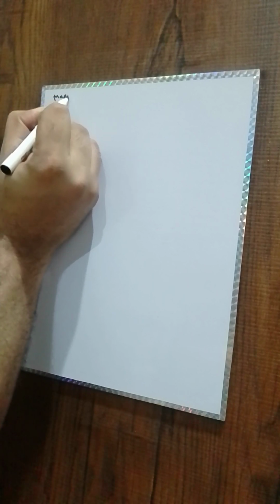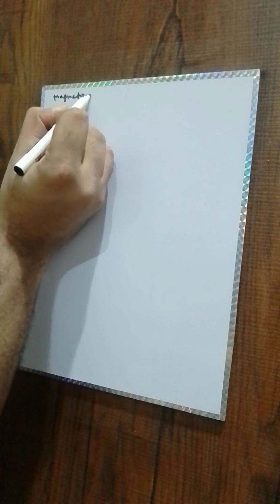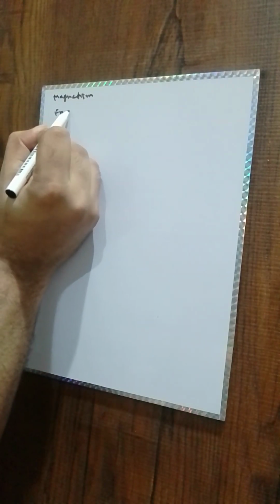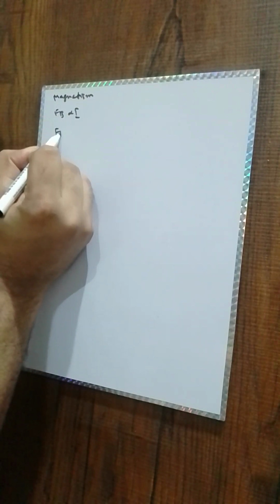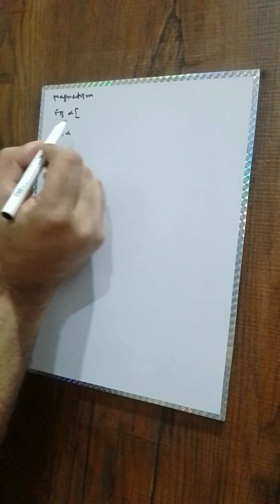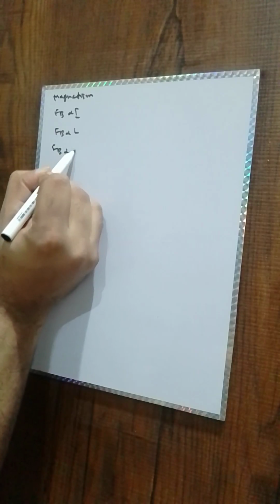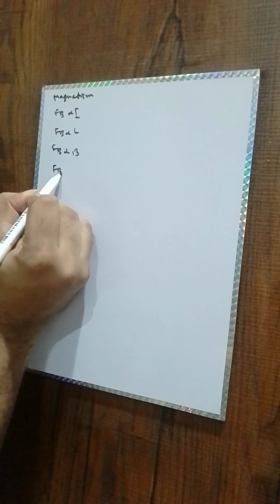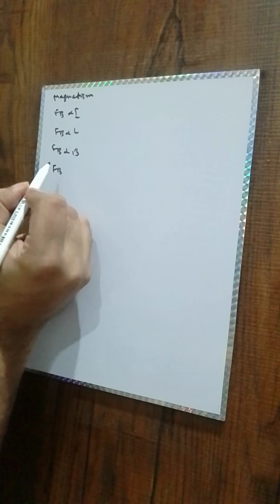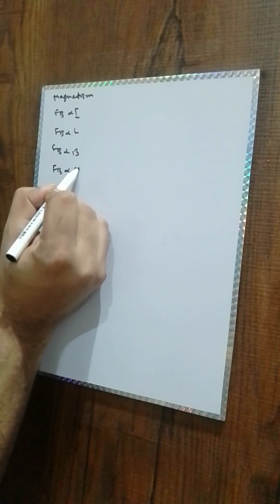So magnetism says that the magnetic force is directly proportional to current, is directly proportional to length of the coil, is directly proportional to the magnetic field, and is directly proportional to the sine of the angle involved.